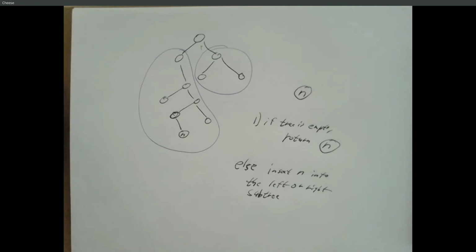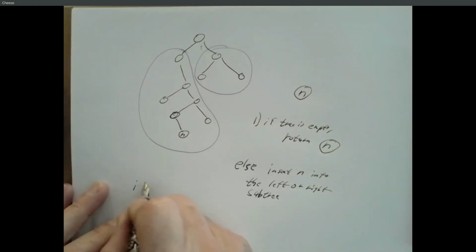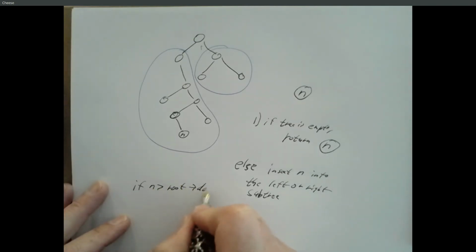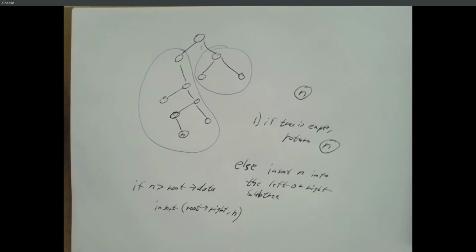So if the tree is empty, we just return an empty node. Otherwise, if n is bigger than the root data, insert into root right the number n. Else, insert the number n into root left.